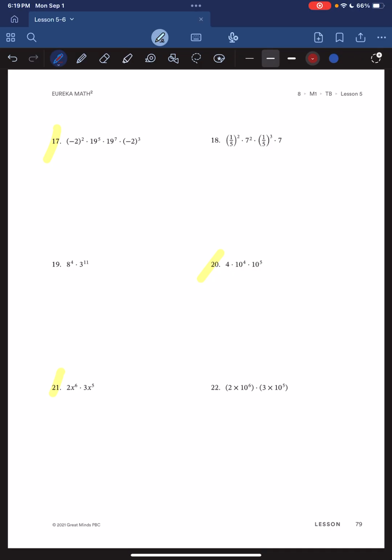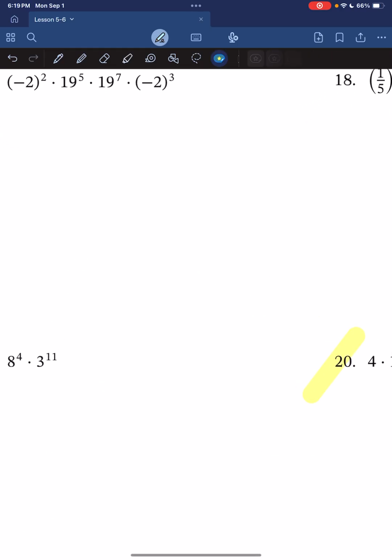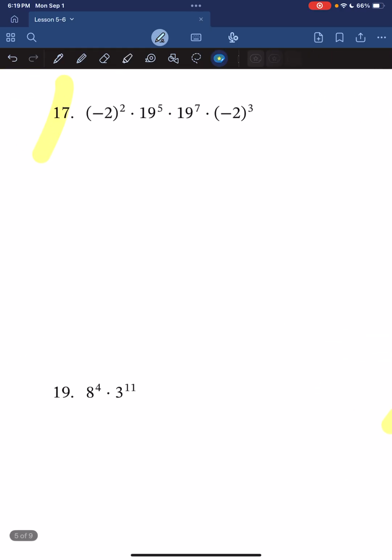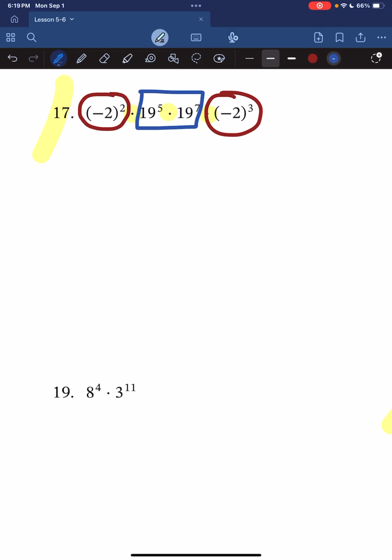I'm going to use my 2 colors again, and let's go look at problem number 17. I'm going to put together the things that have like bases. So I see that they all do have times in between them, which is very important to note. Okay, so I know I'm going to be adding some exponents. So I'm going to circle these 2 with a -2 base. And then I'm going to also, in a different color, put together these.